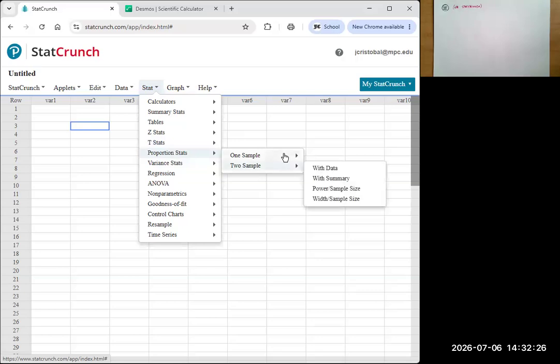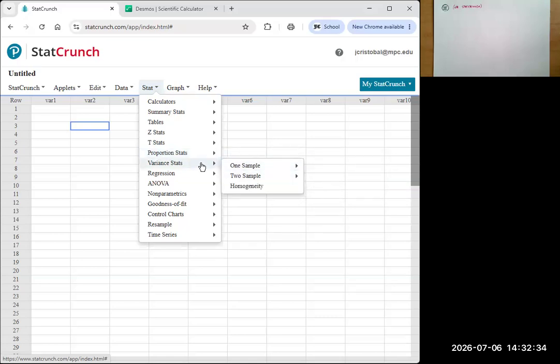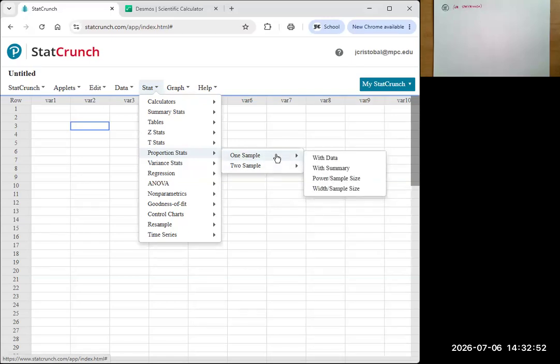We only have one sample, one population we're dealing with, and we're going to go with summary, very similar to what we saw with confidence intervals. If we're doing a test for standard deviation or variance, standard deviation is kind of hidden, using variance, and we'll see that work there. With our example, we're doing proportions, so we have proportion stats, one sample, and we're going to go with summary.